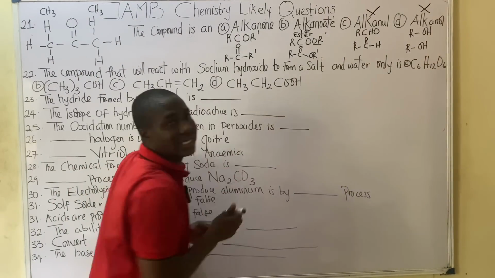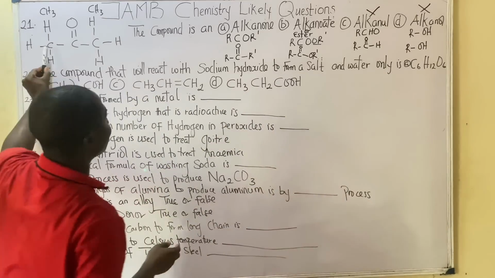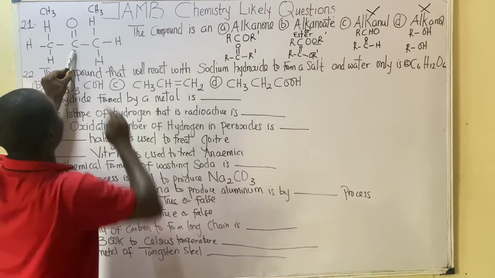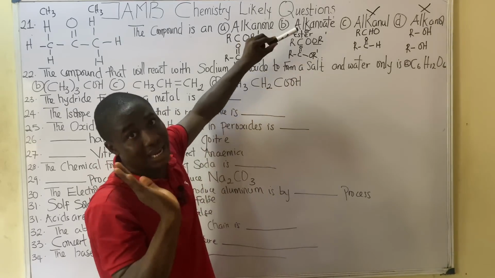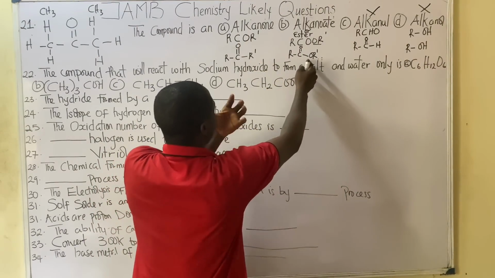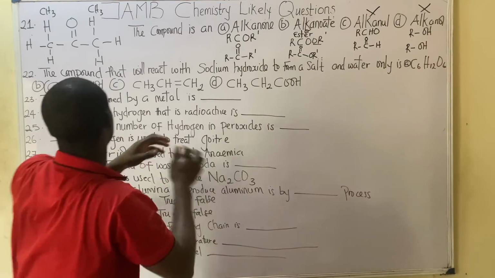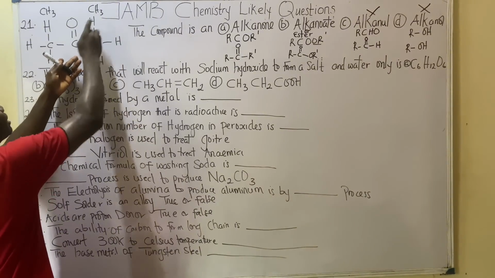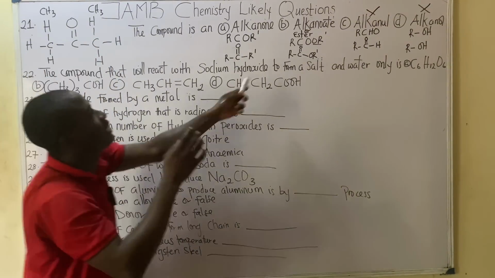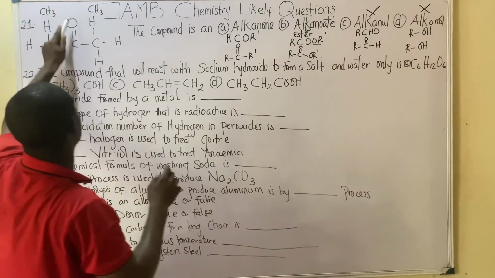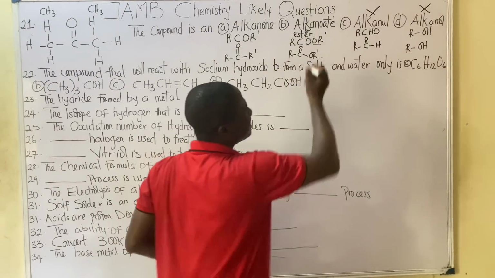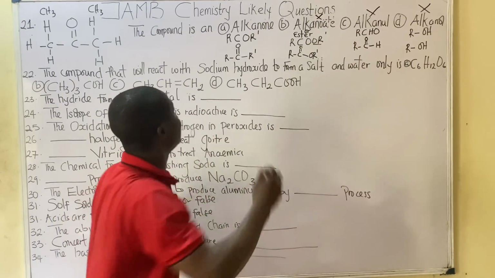So alkanoate, let's check. The arrow we have here, bond C double bond O, I can agree to that. And at the end, it's supposed to be OR, okay? There's supposed to be an oxygen here. Do you understand? The point is, it's not two oxygens you're seeing here. How many oxygen can you see in this compound? One. That means this is out. So without even checking, this is the answer.